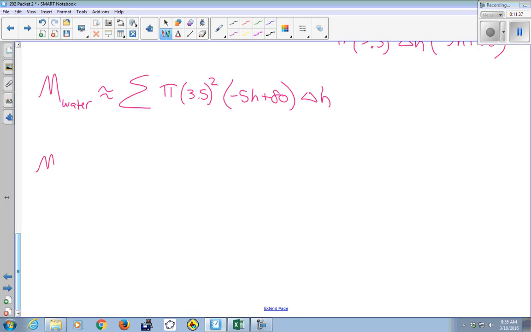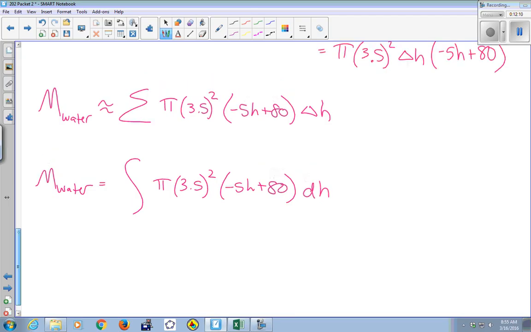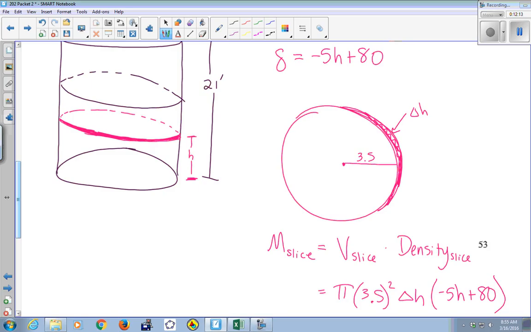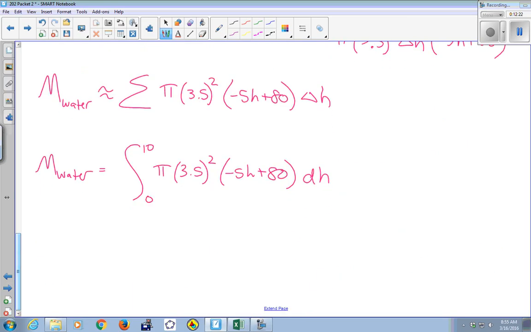So total mass of the water is going to be an integral of pi times 3.5 squared times negative 5h plus 80. When the number of slices goes to infinity, the thickness of each slice becomes infinitesimally small, and that delta H becomes denoted dH. And now I just have to figure out the bounds of integration. I'm stacking my slices at various H values. The smallest value of H would be 0, and what's the highest value of H? 10. Yeah, because the water only goes up to 10 feet. So this is 0 to 10.